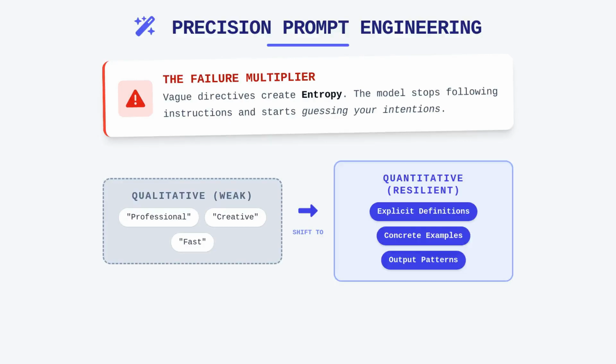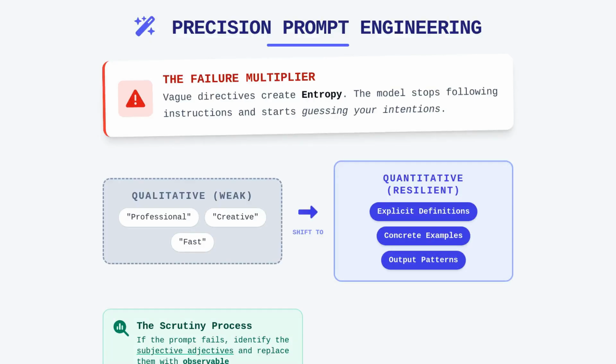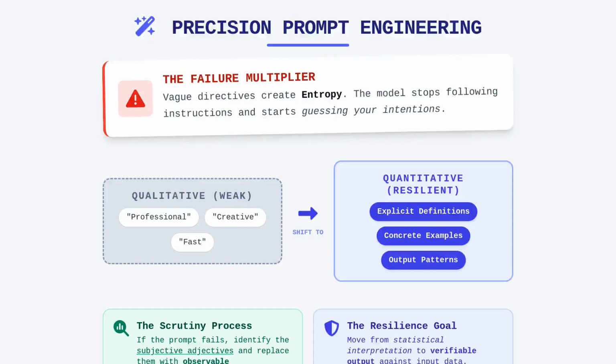We must replace such shorthand with explicit definitions, concrete examples, or specific output patterns that leave little room for subjective deviation. If a prompt remains unsuccessful, we should scrutinize the adjectives we have chosen and replace them with precise, observable requirements that the model can verify against the input data. This shift from qualitative to quantitative instructions is the hallmark of a resilient prompt design.